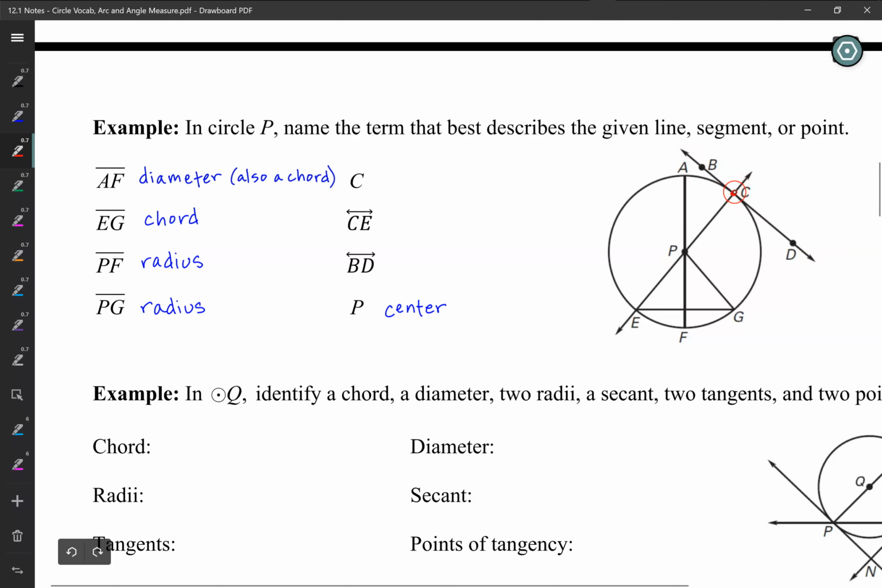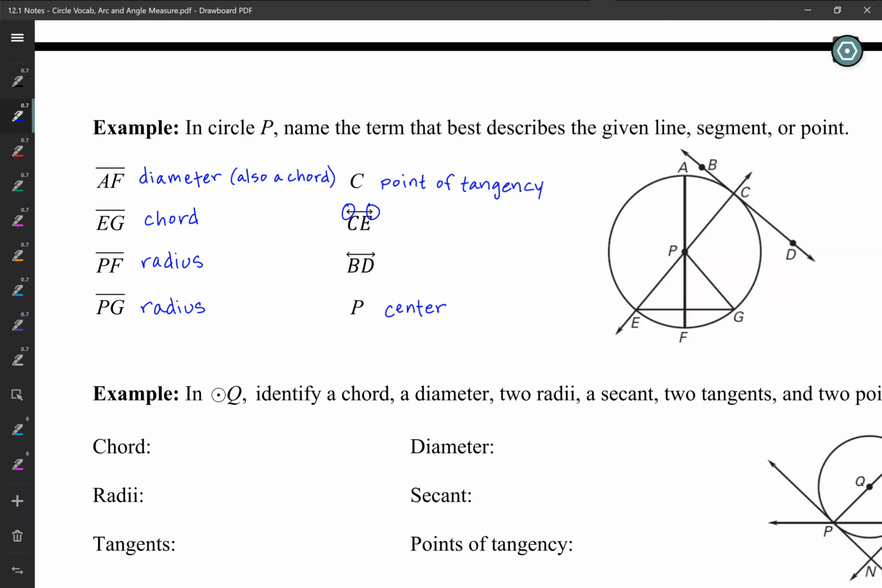And that's the only place that that line touches the circle. That's called a point of tangency. So if it asks you about a point, it's either going to be a center or a point of tangency. Those are the only 2 points we talked about. Now, both of these have the double arrows at the end.